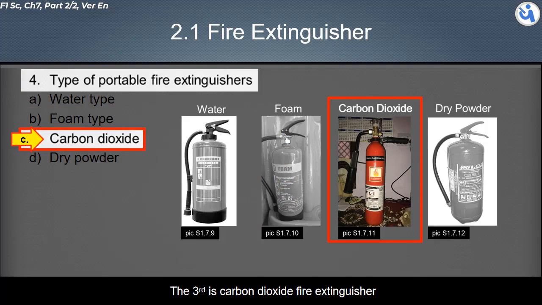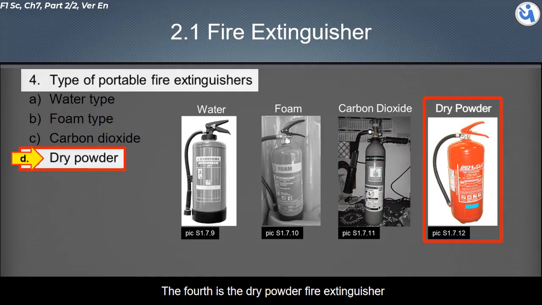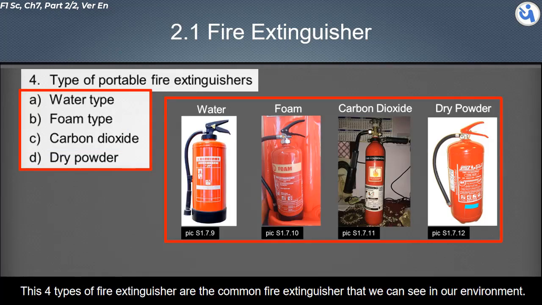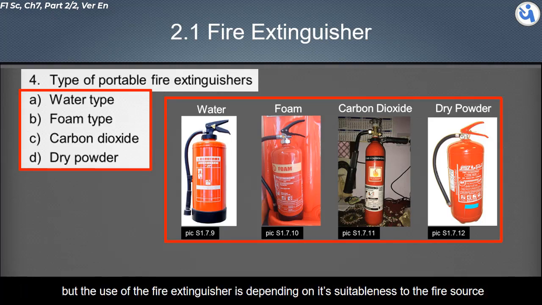The third is the carbon dioxide fire extinguisher. It is with a black label. The fourth is the other fire extinguisher, the dry powder type. It is with a blue label. These four types of fire extinguisher are the common fire extinguishers that we can see in our environment. But the use of a fire extinguisher depends on its suitability to the fire source.